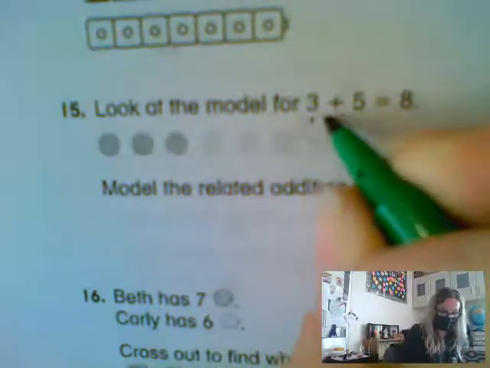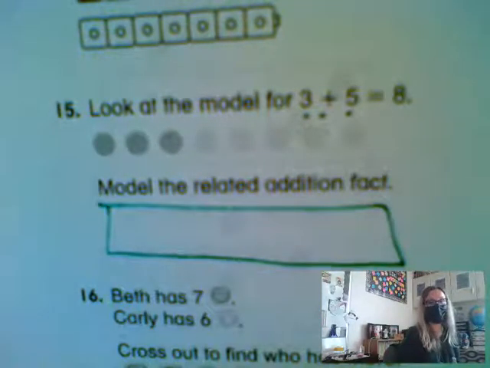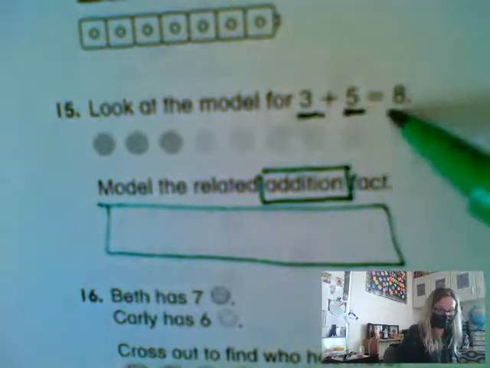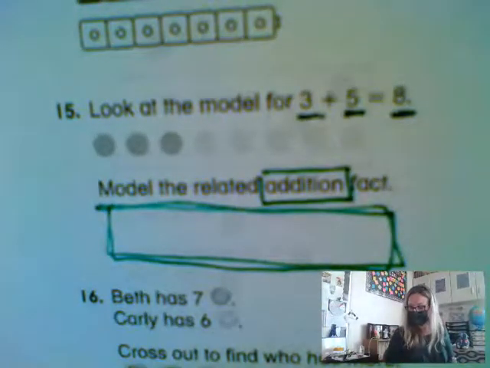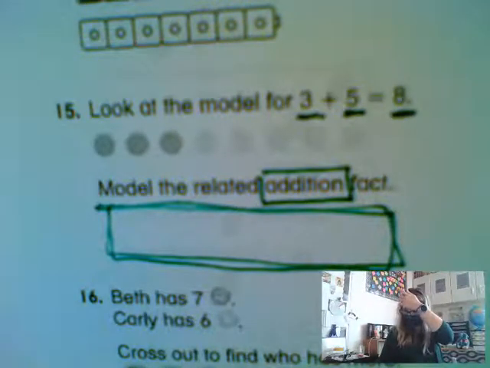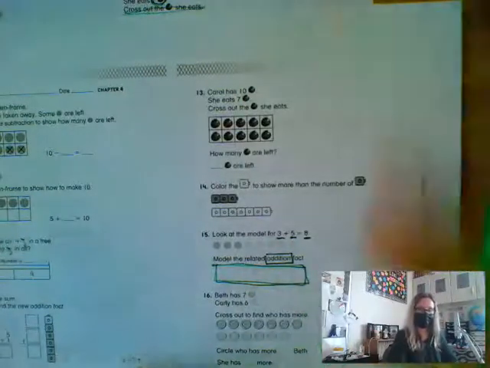They want you to model the related addition fact. So if this fact is 3 plus 5, down here, what would the related addition fact be? Addition. So we know we're looking for an addition fact, and it has to be related. So it needs a 3, a 5, and an 8. Put the related addition fact here. What is the related addition fact to 3 plus 5?